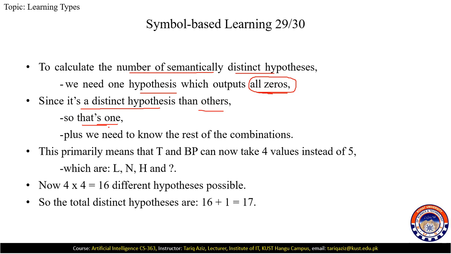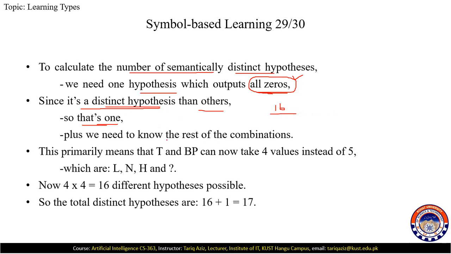And what about the rest? This is one, and how much is left? 16 are left. Let me repeat the concept again, dear students. What we want is semantically distinct hypotheses. In the case of H3 we got all zeros, and in the case of H4 we got all zeros. So this is our distinct hypothesis. So this is one, and we are left with 16 now.